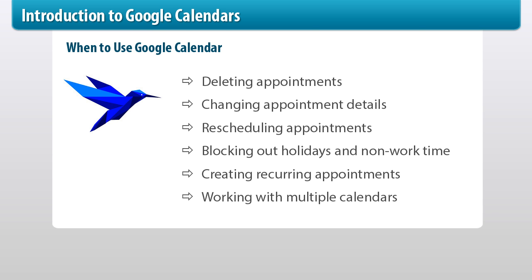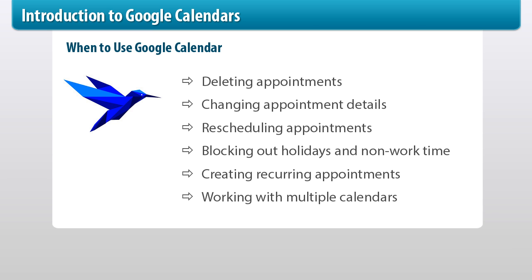You may be wondering, when we already have the client administration section of the Seeing Eye website, why is it necessary to access the underlying Google Calendar in the first place? The reason is that not all of the functionality in Google Calendar has been made available to us through the administration section of the Seeing Eye website. So you will need to use Google Calendar in the following situations.